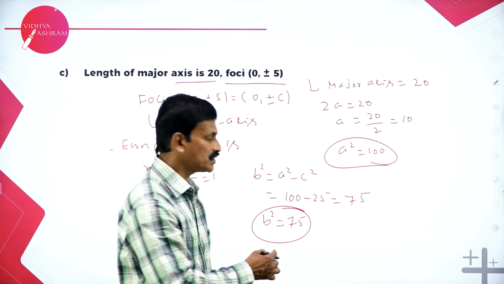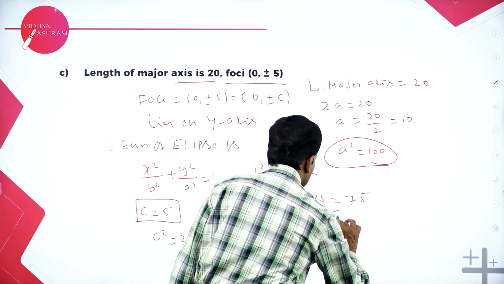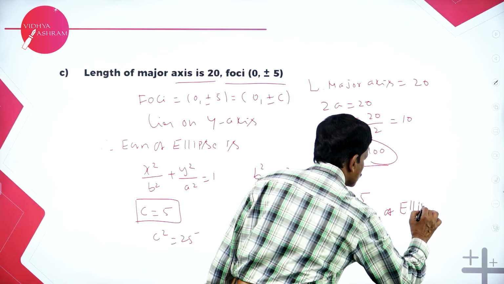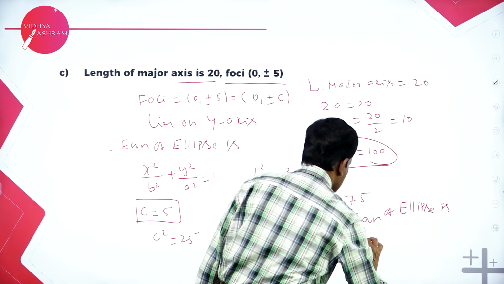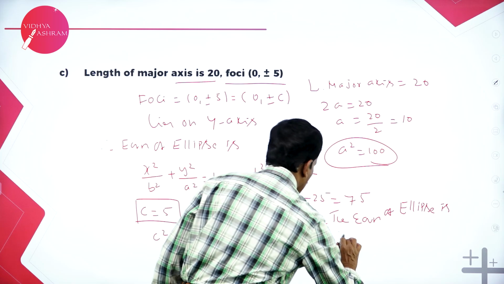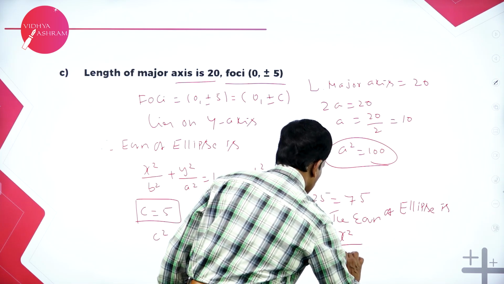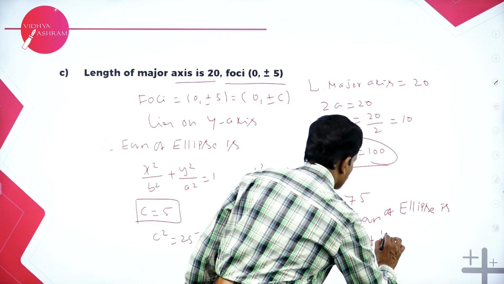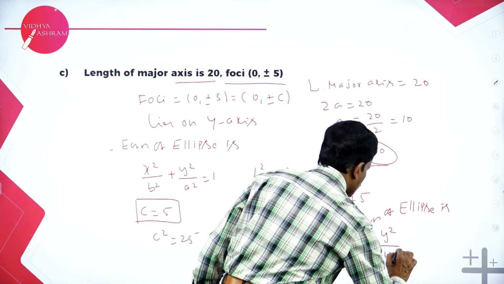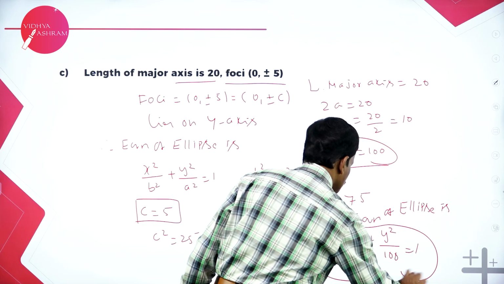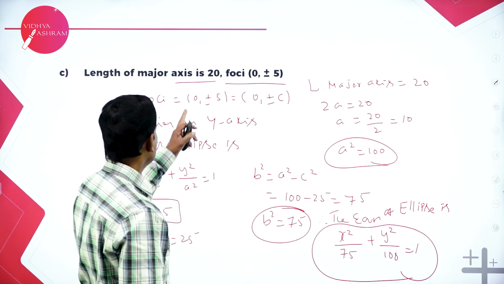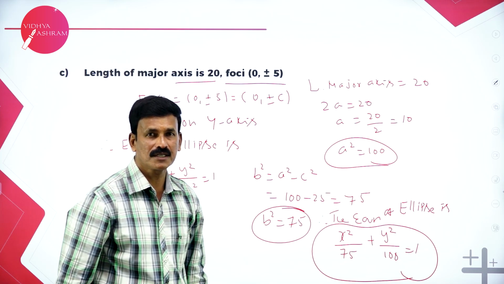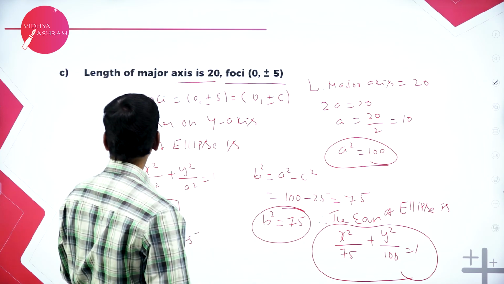Now therefore the equation of the ellipse is x square by b square, b square is 75, plus y square divided by a square, a square is 100, is equal to 1. This is the equation of the ellipse whose length of major axis is 20 and foci is 0, plus or minus 5. Okay. Now move on to the next problem.